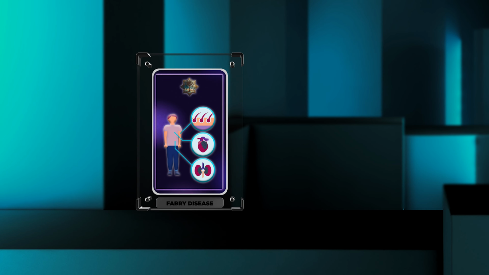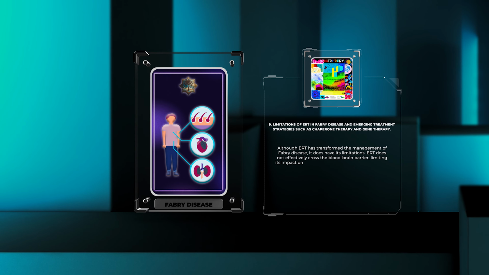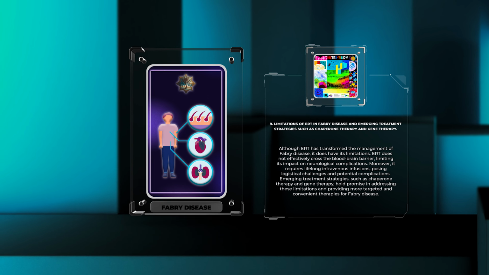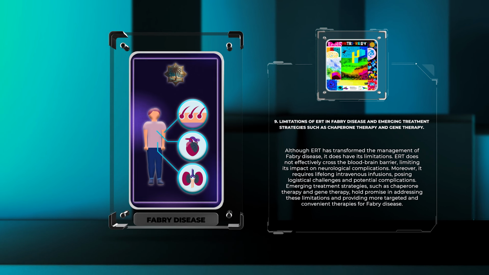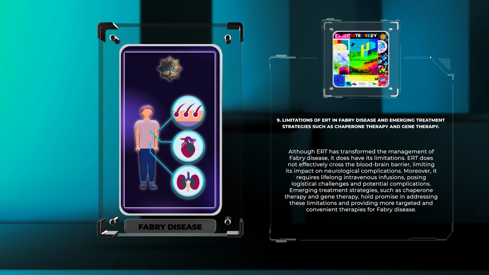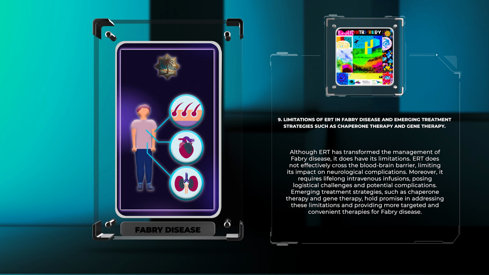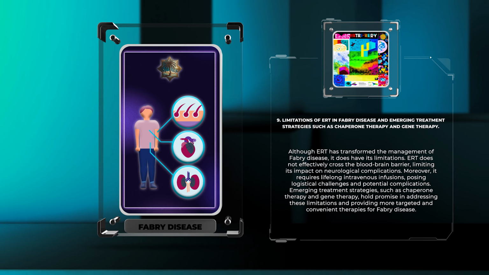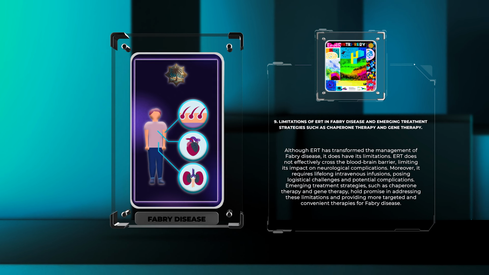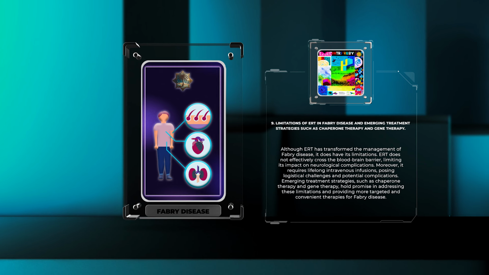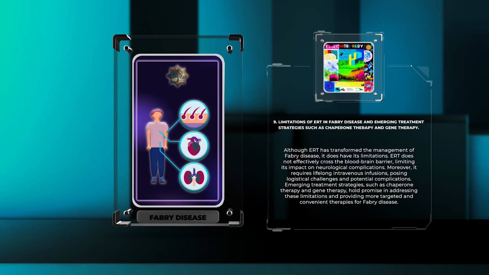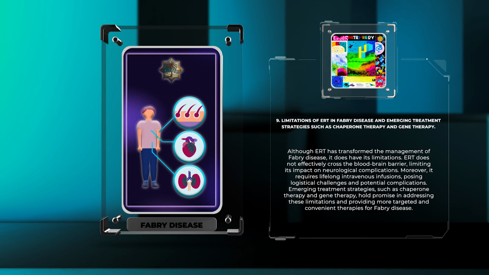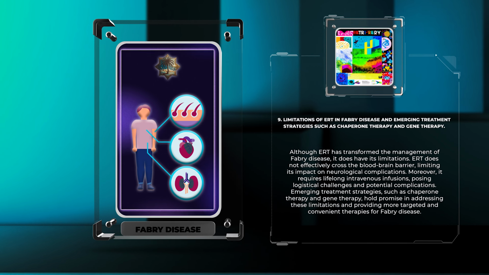Although ERT has transformed the management of Fabry disease, it does have its limitations. ERT does not effectively cross the blood-brain barrier, limiting its impact on neurological complications. Moreover, it requires lifelong intravenous infusions, posing logistical challenges and potential complications. Emerging treatment strategies, such as chaperone therapy and gene therapy, hold promise in addressing these limitations and providing more targeted and convenient therapies for Fabry disease.